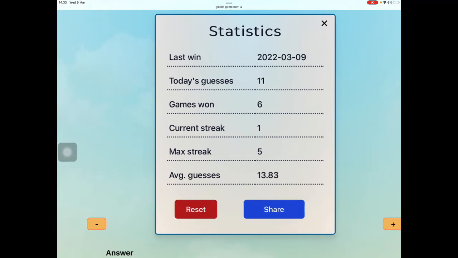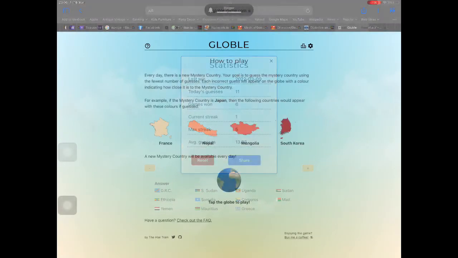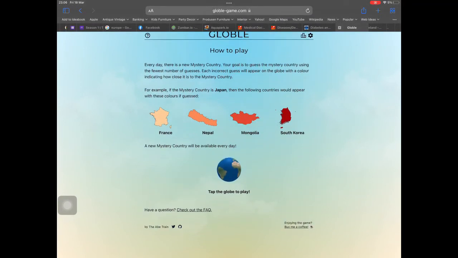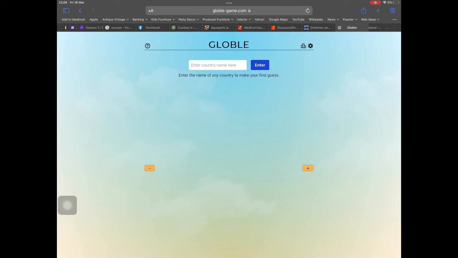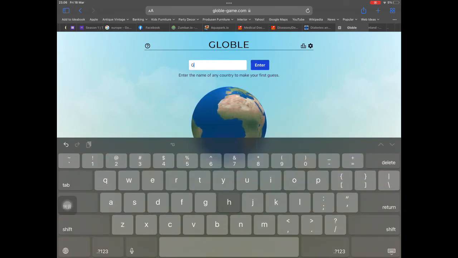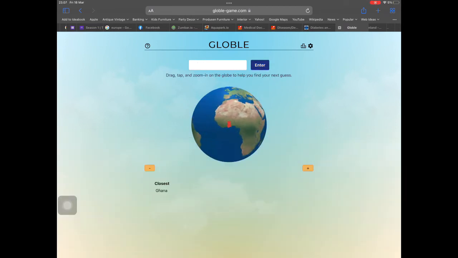And the maximum streak was 5. Okay, so let's try again. Another cool thing you can do about this game is that not only can you play it by yourself, but you can invite other people to play, and you will get a turn. And you keep taking turns. Basically, whoever gets the right answer is the winner.